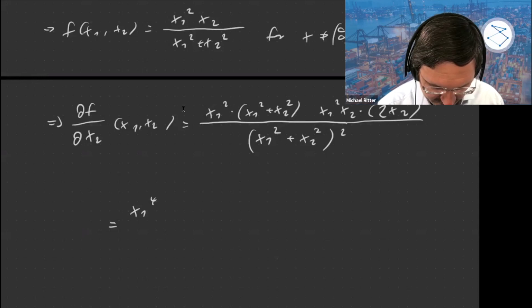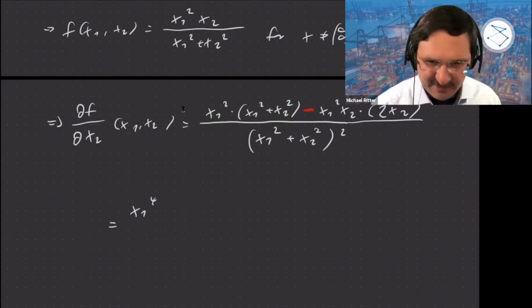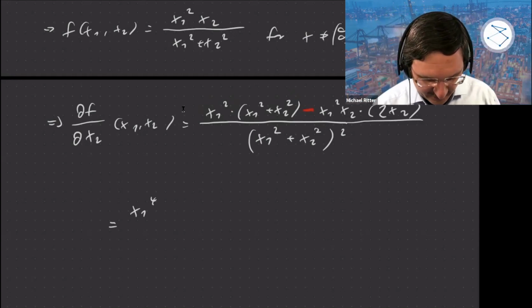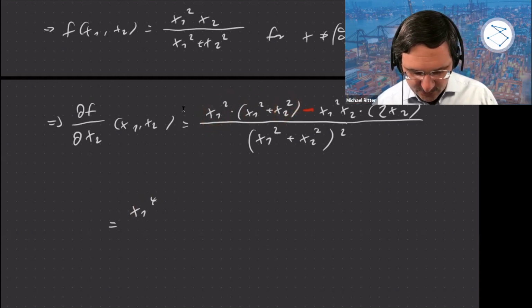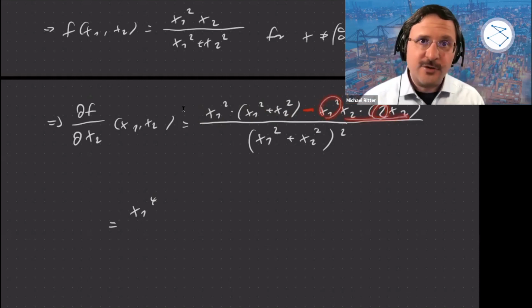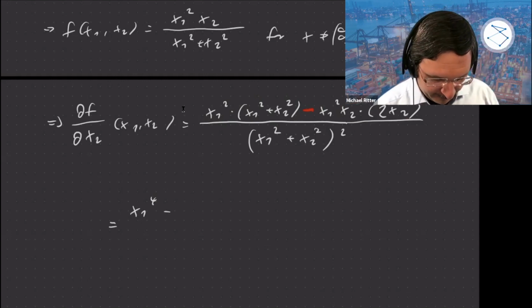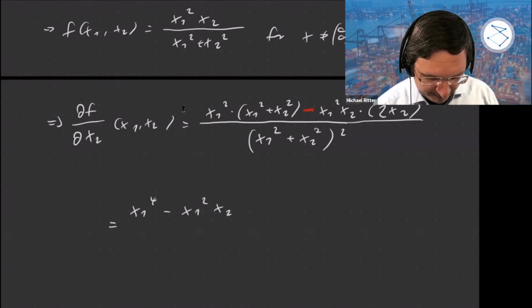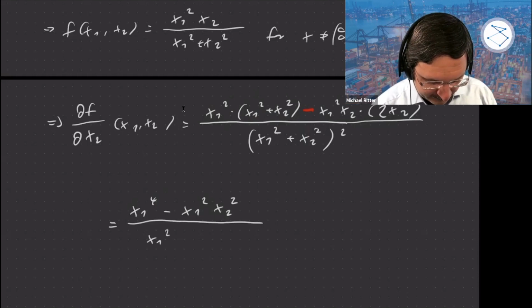We draw this in red so you can see what I changed. There's a minus sign here. Otherwise, there won't be much simplification. Okay, once again, the x1 squared, that's x1 to the power of 4. Then we have x1 squared, x2 squared, and there is a minus x1 squared, x2 squared times 2. So we get minus x1 squared, x2 squared here. And that's it. And we just keep the denominator as it is.